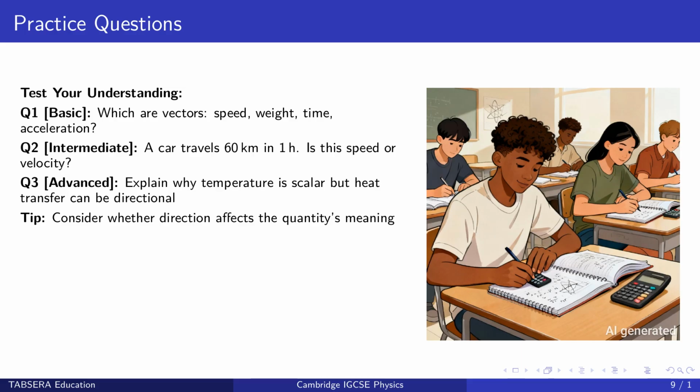For all questions, remember the key principle. Does direction matter for complete description? Write your answers now before looking at the solutions.